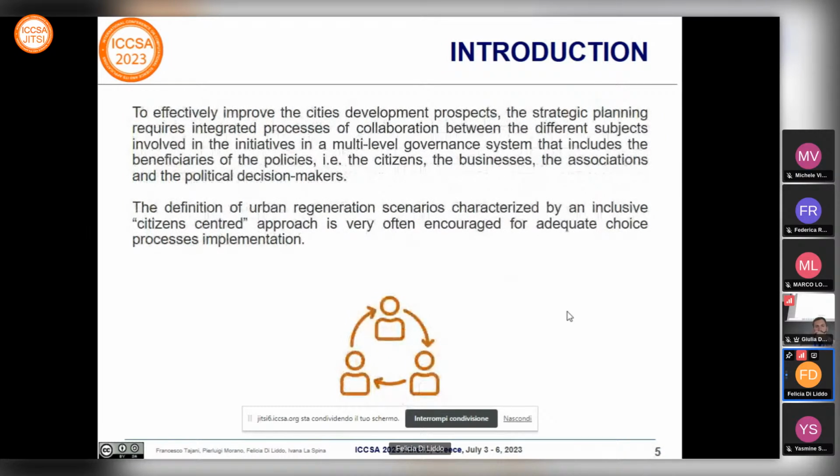Furthermore, to improve the city's prospects, the strategic planning requires integrated processes of collaboration between the different subjects involved in the initiative in a multi-level governance system that includes all the beneficiaries of the policies, so the communities, the businesses, the associations, the political decision makers. The main goal is to promote the involvement of an active dialogue to develop a shared agreement between the population, the professionals, the academic communities.